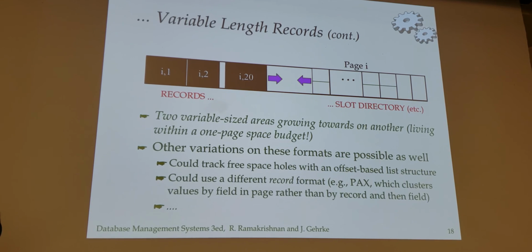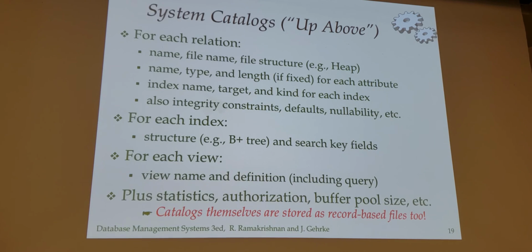PAX is interesting because it stores records within a page, but it stores them by column. In other words, inside the page, it stores the first column of each record, then the second column of each record, then the third column. So it's sort of a compromise between row-based storage and column-based storage. So there are lots of ways of doing it.